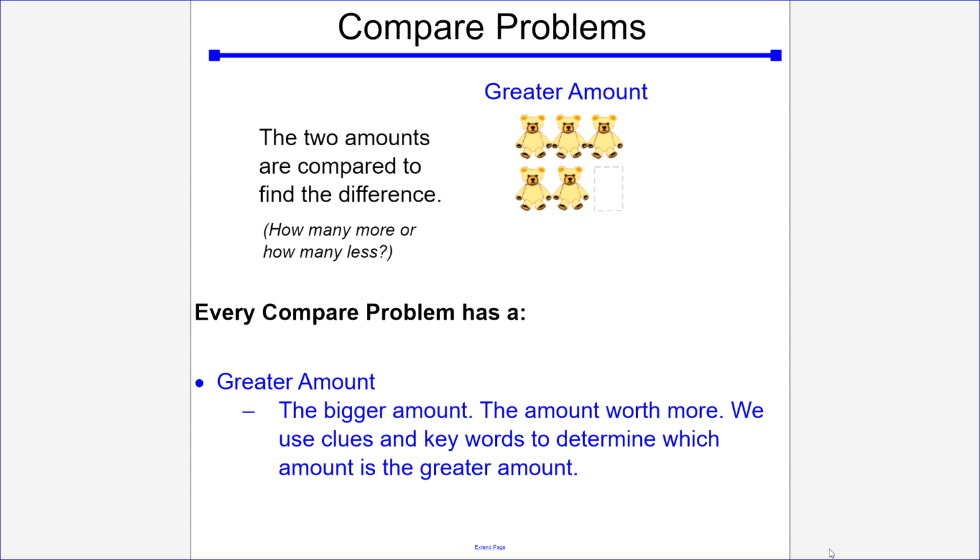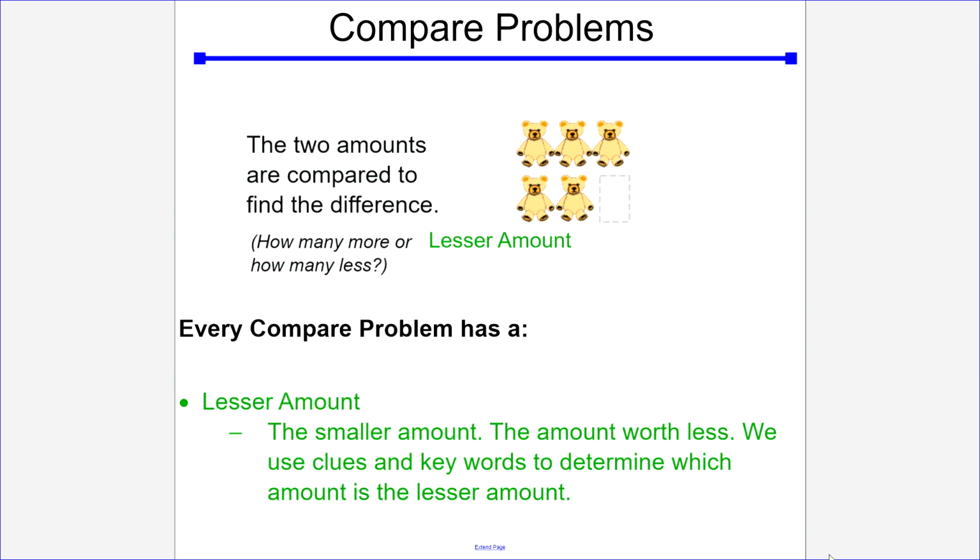Compare problems always have a greater amount. You can see here in this teddy bear example, the greater amount is 3. The greater amount is the bigger amount. It's the amount worth more. All compare problems also have a lesser amount. In this teddy bear problem, the lesser amount is 2. The lesser amount is the smaller amount, or the amount that is worth less.